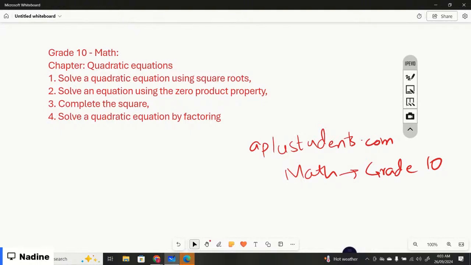We're going to start with the chapter quadratic equations, and the lessons we're going to cover today are: solve a quadratic equation using square roots, solve an equation using the zero product property, complete the square, and solve a quadratic equation by factoring.